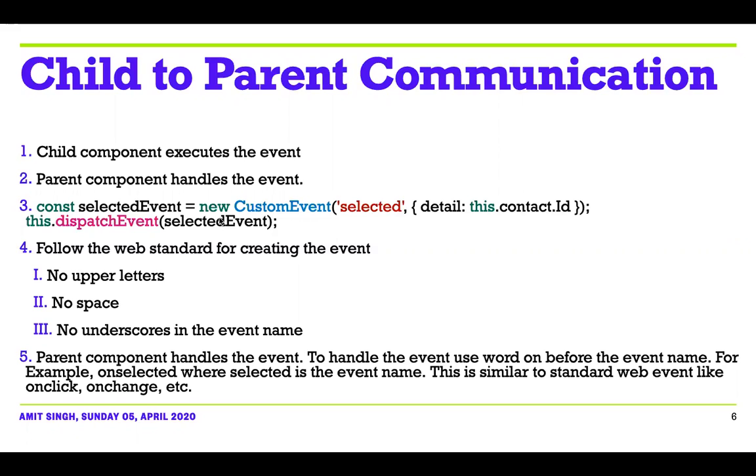Again, we already saw this line where we are creating a custom event with the help of a method available inside the JavaScript library, that is CustomEvent. And the detail is the value that we want to pass from our child to parent. Now these are the three web standards that we need to follow while creating our custom event. That is, we should not use uppercase letters, there should not be any space in the name of our event, and no underscores in the name of the event.